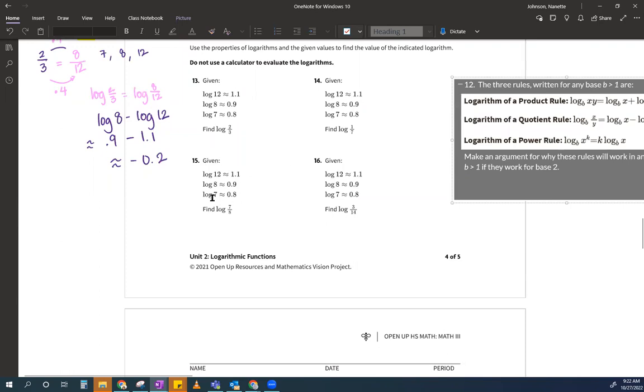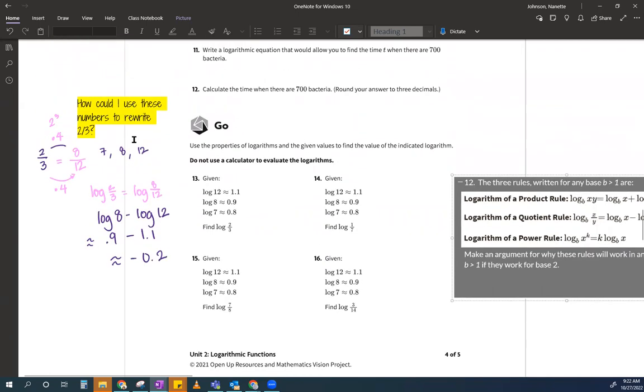This one's obvious because look, there's a 7, there's an 8. Ooh, fancy, right? This one's a little confusing, right? Because we have 3 and we have 14. You didn't give me a 3 and you didn't give me a 14, Miss Johnson. So what I want you to do right now is ask this same question over here. How can I use these numbers to rewrite 3/14? So I'm going to pause and make you do that really quick. How could I rewrite 3/14 using these numbers?